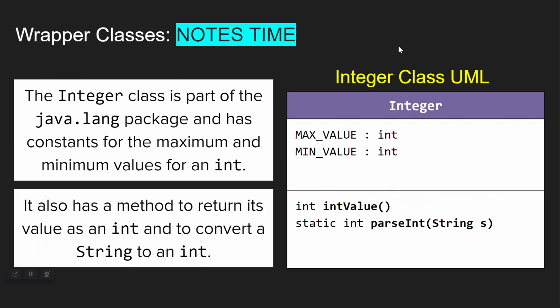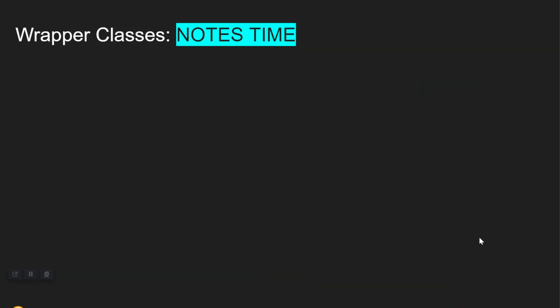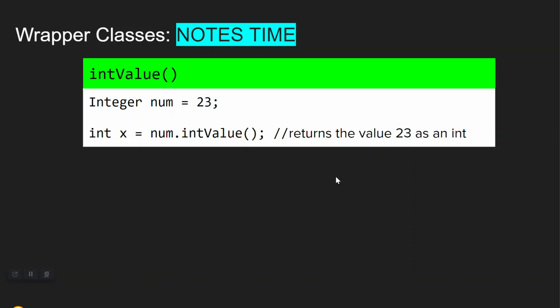So let's look at the integer class. Here's an integer class UML. Its attributes are your min and your max value, but it also has some behaviors down here. It's got some methods we can use. There's intValue that we can call, and then there's something called parseInt with a string that we can call. So let's have a look at what these are.